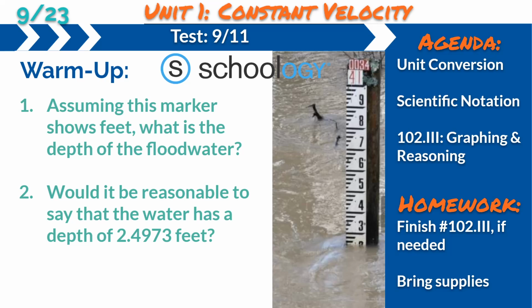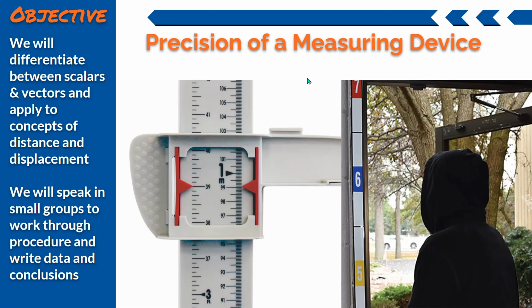And that's going to lead us into our notes for today, because we're going to be talking about some different physics skills: unit conversion, scientific notation, but also accuracy and precision and significant figures. Okay, so that's going to lead us right into this, precision of a measuring device. We have two different measuring devices here. Both of them measure height.